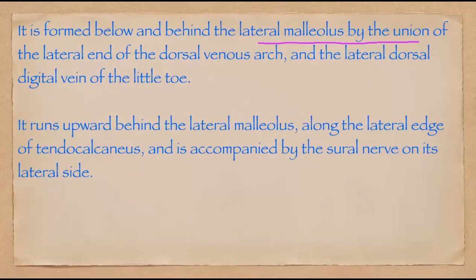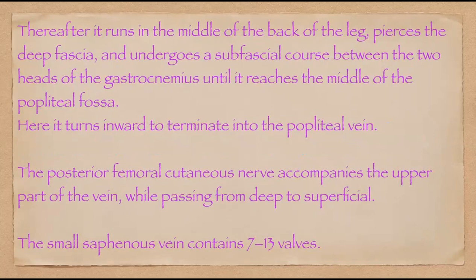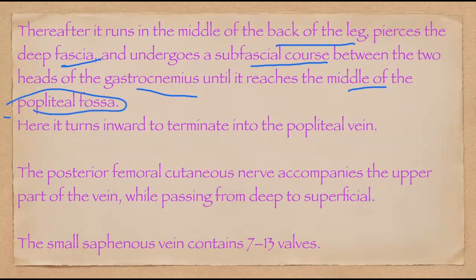It runs upwards behind the lateral malleolus along the lateral edge of the tendocalcaneus and is accompanied by the sural nerve on its lateral side. Thereafter it runs in the middle of the back of the leg, pierces the deep fascia, undergoes a subfascial course between the two heads of the gastrocnemius until it reaches the middle of the popliteal fossa. Here it runs inwards to terminate at the popliteal vein. The posterior femoral cutaneous nerve accompanies the upper part of the vein while passing from deep to superficial. The small saphenous vein contains 7 to 13 valves.